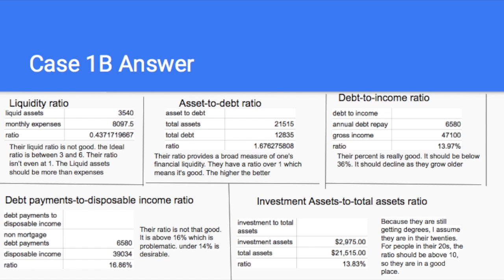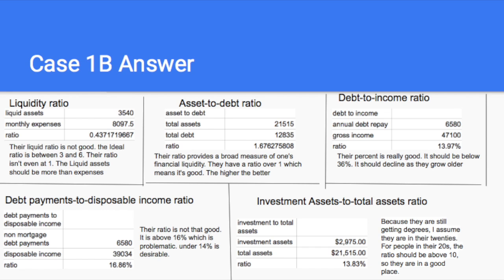All right, so to find their liquidity ratio, you do liquid assets divided by the monthly expenses. And their liquid assets were 3,540 divided by their monthly expenses, 8,097.5. The ratio came out to be 0.437, which means that their total liquid ratio is not good. The ideal ratio is between 3 and 6. The ratio isn't even at 1, so this means their liquid assets should be more than expenses.